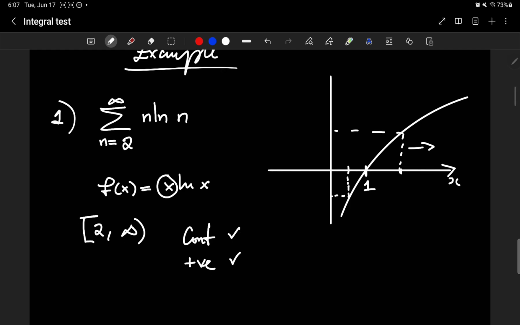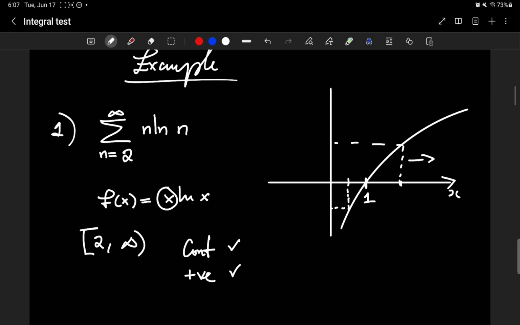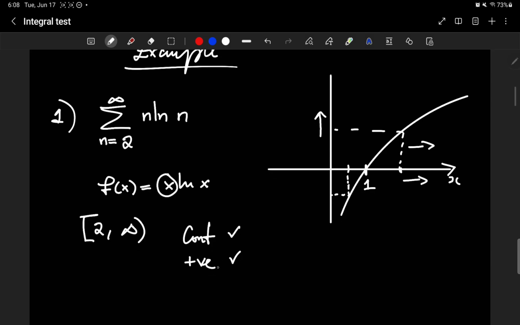Now we check out the third one. Is it a decreasing function? Clearly, as we move from x equals 2 going towards infinity, you can see that the values of the function keep on getting bigger and bigger. Because of that, this one turns out to be an increasing function. So remember, we needed it to be a decreasing function for us to apply the integral test, but because it has failed the third condition, we cannot use the integral test to check the convergence of this function. So that is an increasing function.